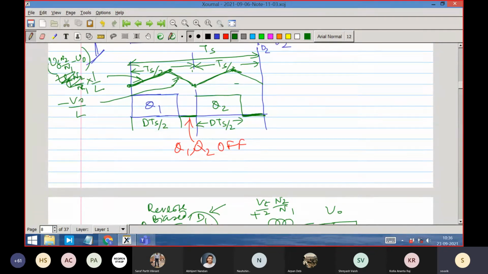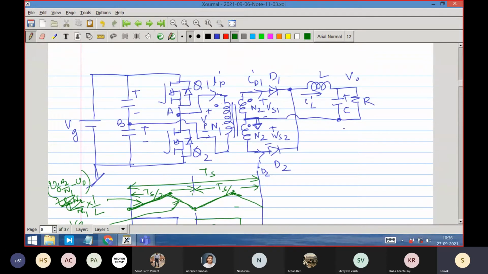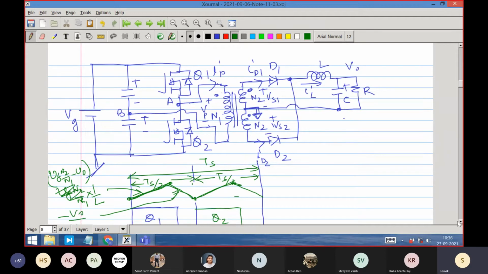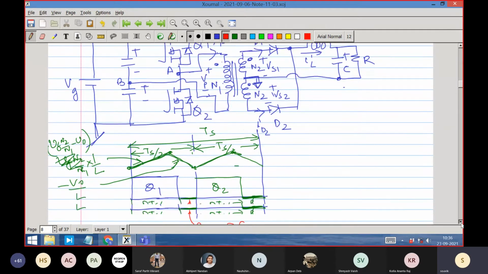When this is off, again the similar equivalent circuit will be coming. The inductor current will distribute between the two, and the voltage appearing across it will be 0. Right? You understand that. So if one asks, what would be the diode current waveform? If we want to sketch the diode current waveform, what will it be? Is it possible to draw it here?